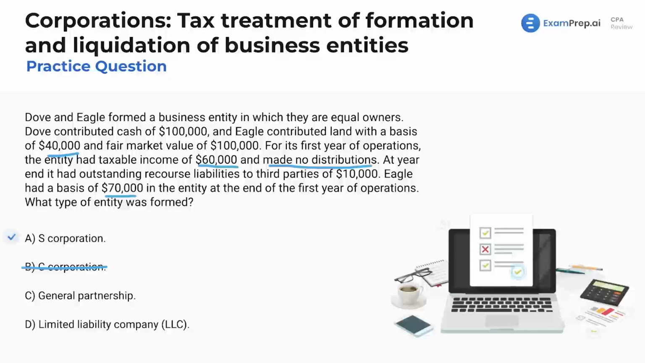Now, dealing more with the partnerships, just to beat it to death even more, just for your understanding. In a general partnership, your partner's basis is increased by your share of the partnership liabilities. Now, in this scenario, we just did the math there. The liabilities are listed at 10,000, and we see that there's no impact there. And because there's no impact of those liabilities, it would not be a partnership.